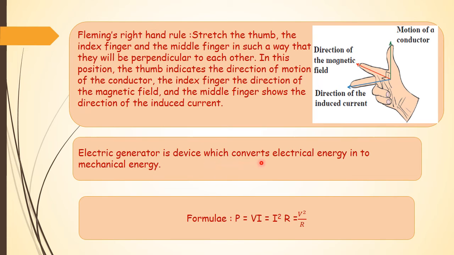It is a device which converts mechanical energy into electrical energy. Now in this chapter we come across various formulae. One of them is P equals VI. It can also be written as I squared R, or V squared upon R, where V is the potential difference, I is the current, R is the resistance and P is the power dissipated in the circuit. Based on this formula, we have to solve the numericals. Now that's all about the revision. We will go for multiple choice questions.